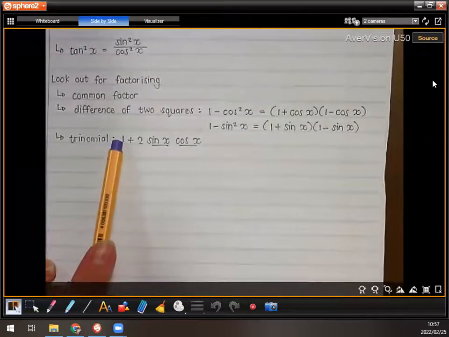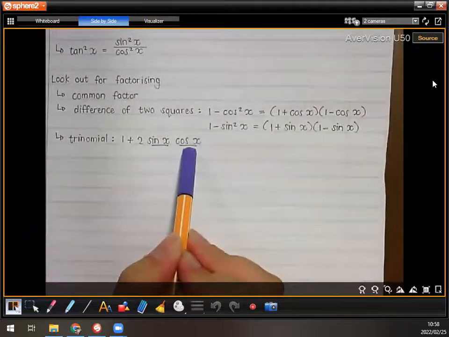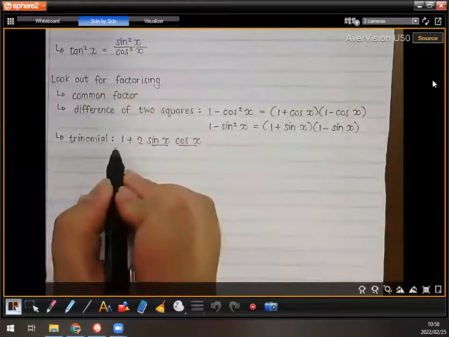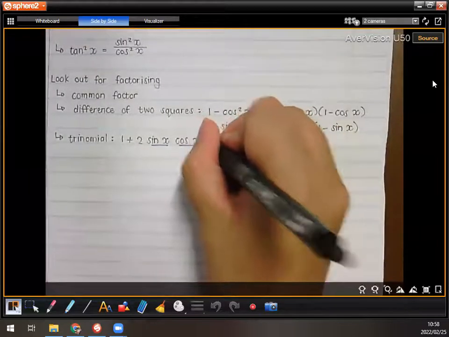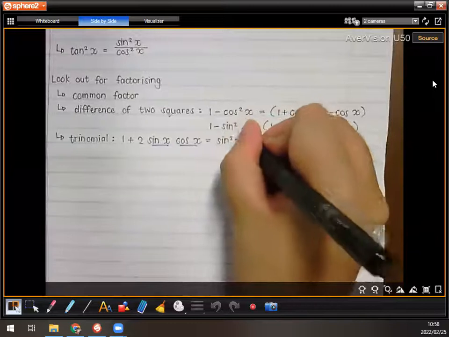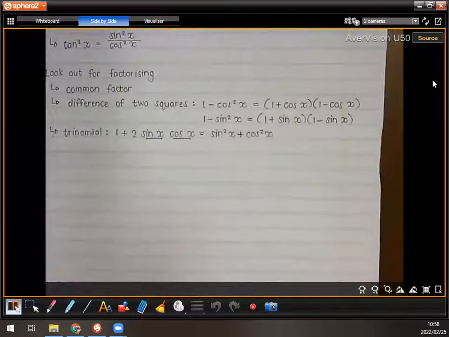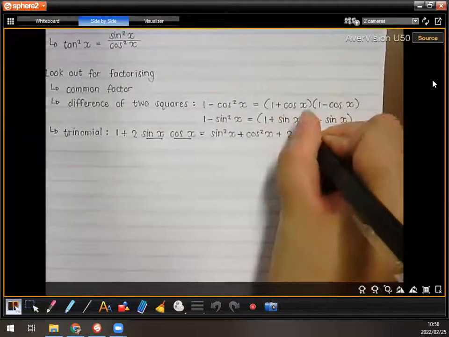Now, if we have like a cos x plus 2 sine x cos x, we could take out cos x as a common factor. But if there's just a 1 there, and you notice that you have a term with a sine and a cos, you're going to have to change that 1 to sine squared x plus cos squared x. Okay? So 1 is the same as sine squared x plus cos squared x plus 2 sine x cos x.